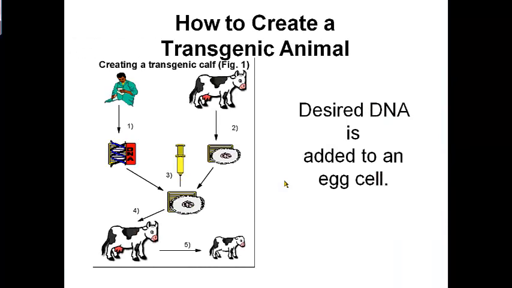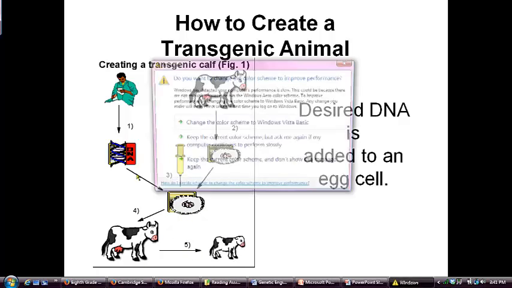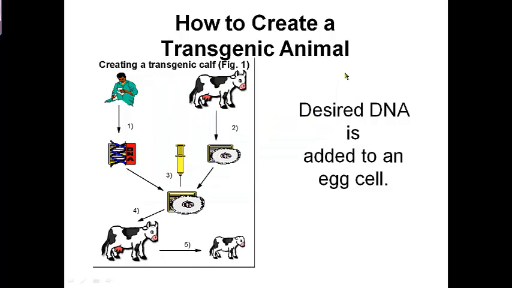So again, how do you create a transgenic animal? Well, basically you insert the DNA that you want from a human into the egg cell of that animal. And then when that animal reproduces, the baby animal has that DNA within it.